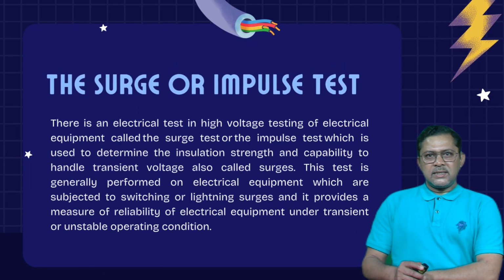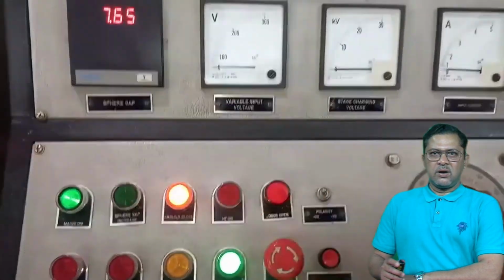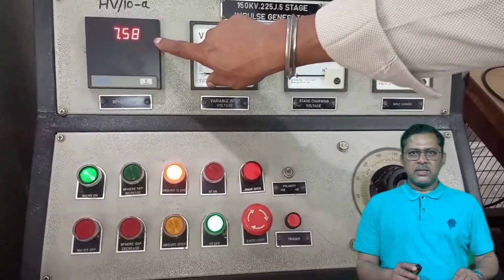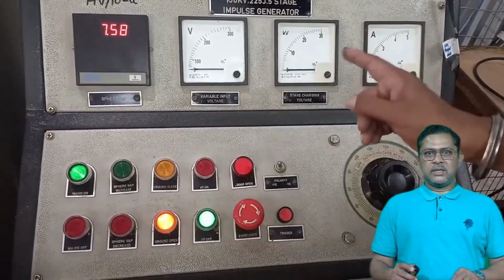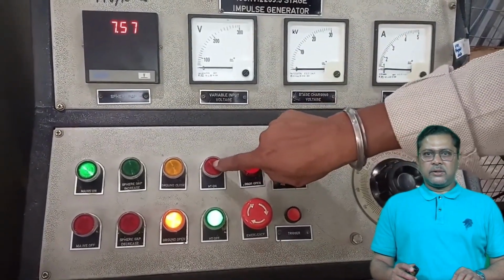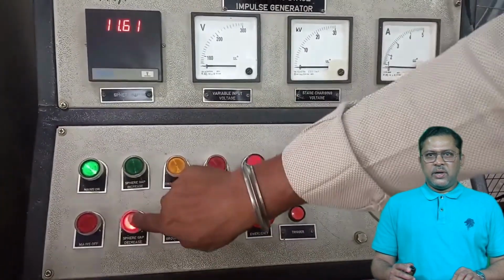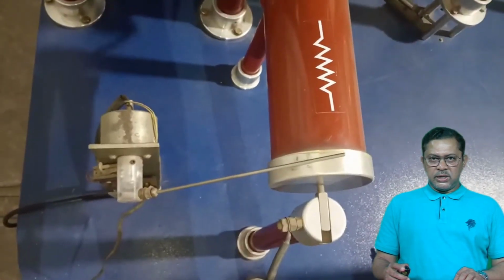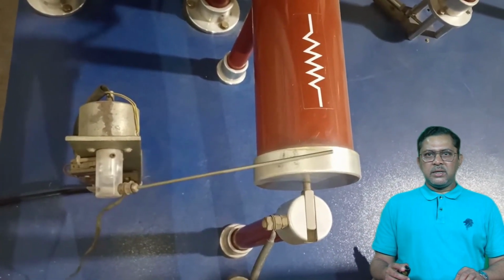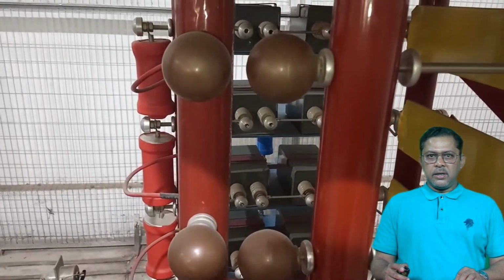Now, finally, let us study the surge or impulse test. There is an electrical test in high voltage testing of electrical equipment which is called the surge test or the impulse test, and it is used to determine the insulation strength and capability to handle transient voltages, also called surges. This test is generally performed on electrical equipment which is subjected to switching or lightning surges, and it provides a measure of reliability of electrical equipment under transient or unstable operating conditions.